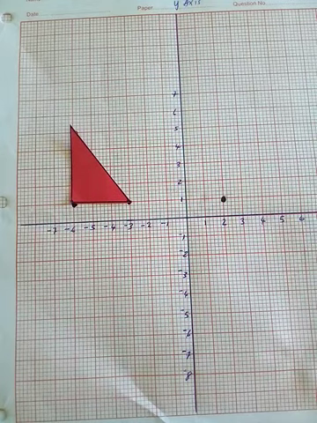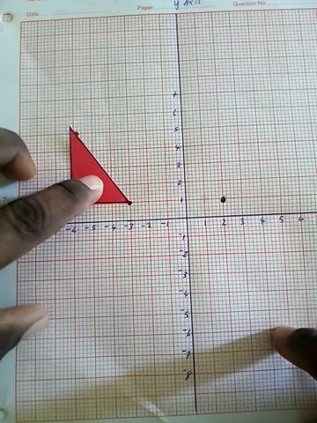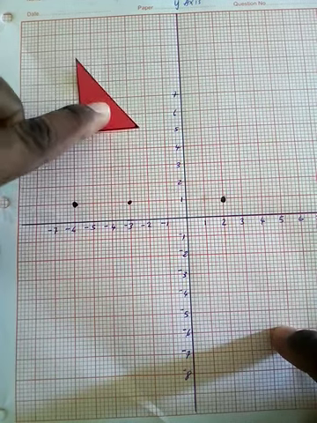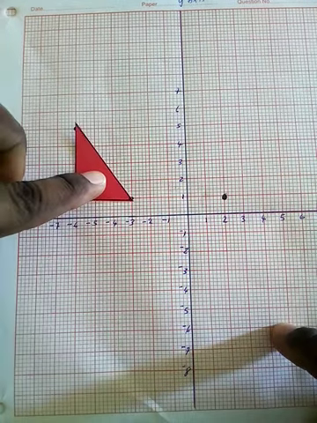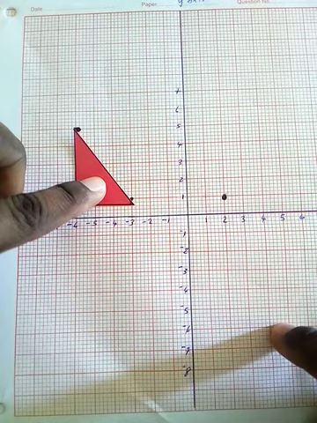Definition: translation is a transformation that displaces, moves a figure on the Cartesian plane without turning it. So what we're going to do today, when we translate a plane figure on the Cartesian plane, it's going to slide, displace, move into different positions without turning, meaning it won't turn.